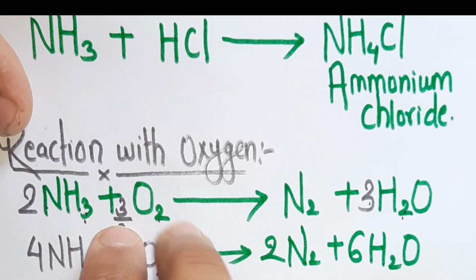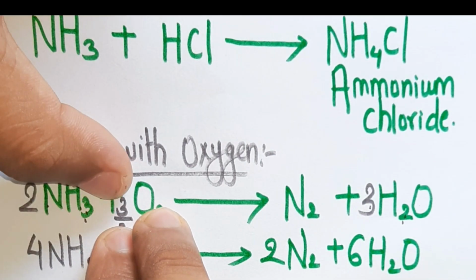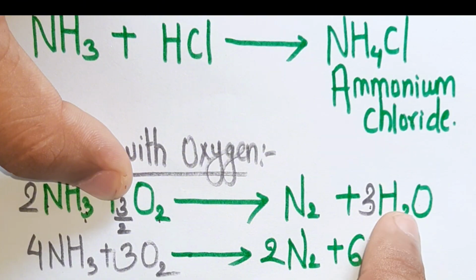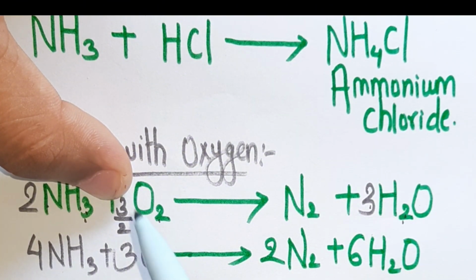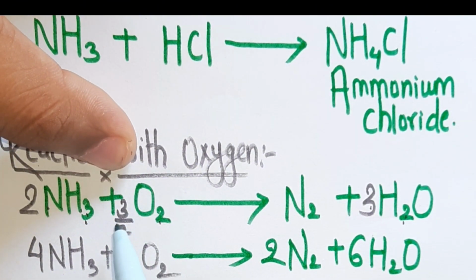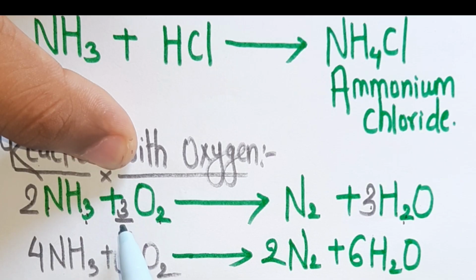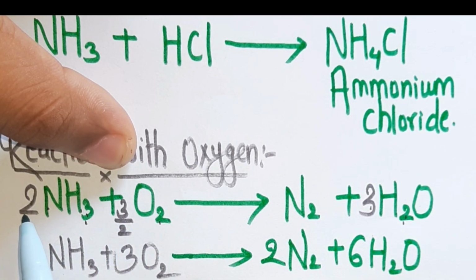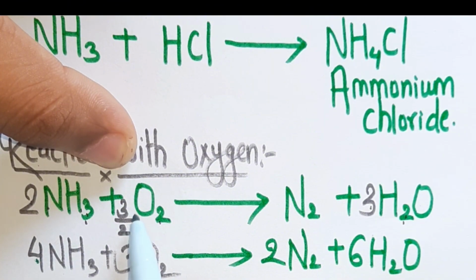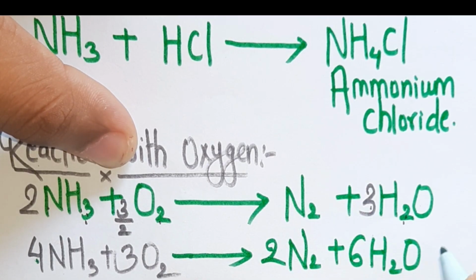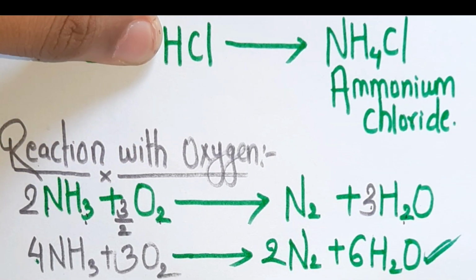When we add 3 by 2, this 2 and this 2 get cancelled out, and the number of oxygen here is 3, and the number of oxygen here is also 3. In this way we balance the oxygen atoms, but we cannot keep this in fraction form. To remove this fraction, we multiply all the compounds by 2. We multiply all, 2 becomes 4. Now these 2 get cancelled out because we multiplied by 2 to remove the fraction. Here also we multiply by 2, and 3 into 2 comes here like this. So this is our balanced chemical reaction.